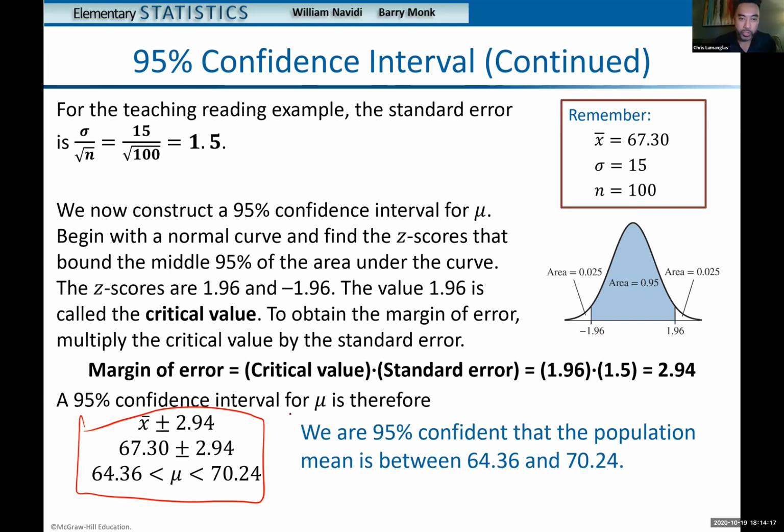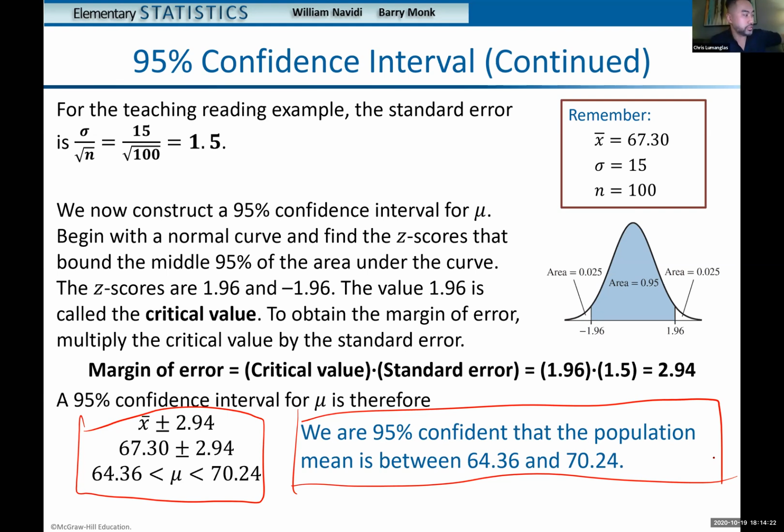And also, I want you to copy the interpretation, because every problem from now on, you need to interpret the result. So since your confidence interval is 95%, you say we are 95% confident that the population mean is between 64.36 and 70.24. So copy that. You have to write just one sentence about it.